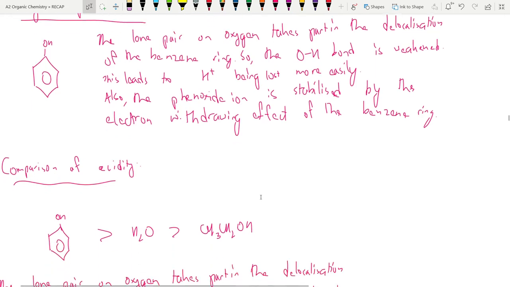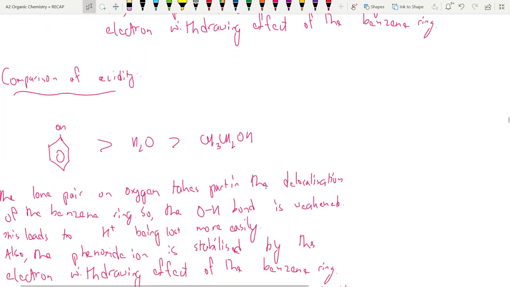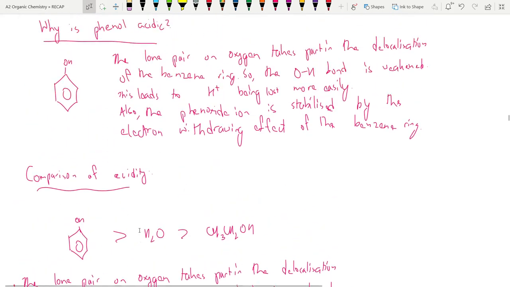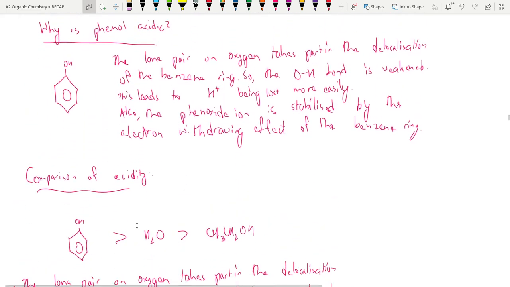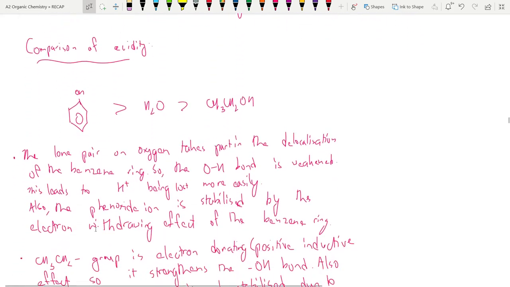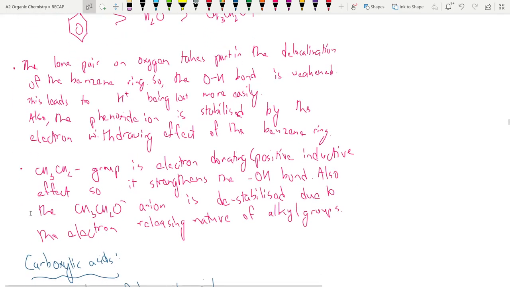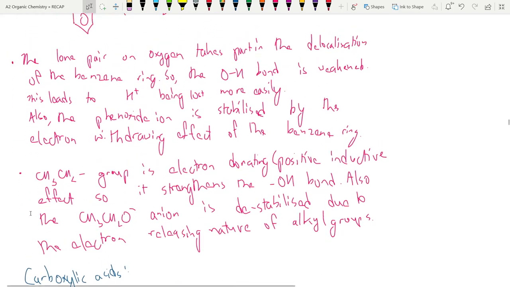Right. So if you compare the acidity of phenol, water, and ethanol, phenol is more acidic than water, and water is more acidic than ethanol. Why is that? So I just explained phenol beforehand over here, right? We know why phenol is acidic, but what about ethanol? This is the same explanation. So what about ethanol? Why is ethanol so weak? Why is it weaker than water?